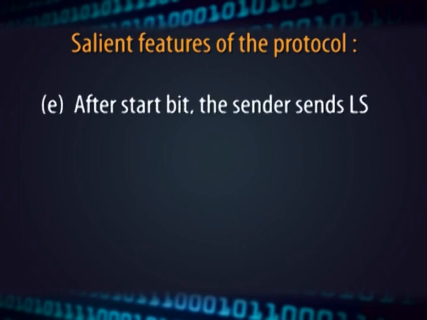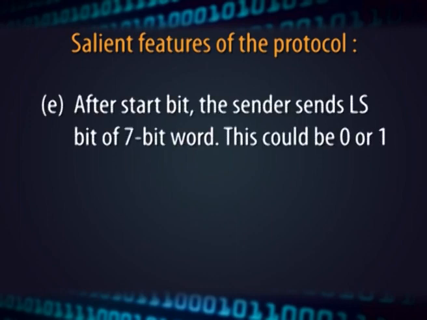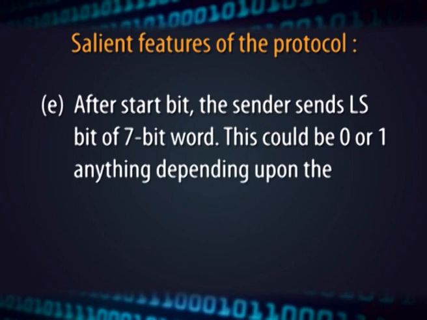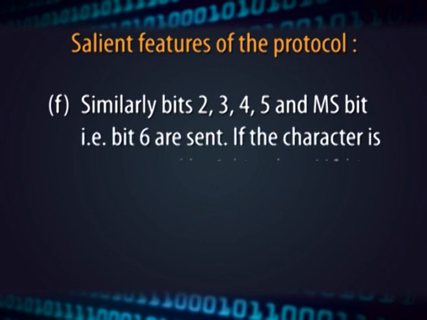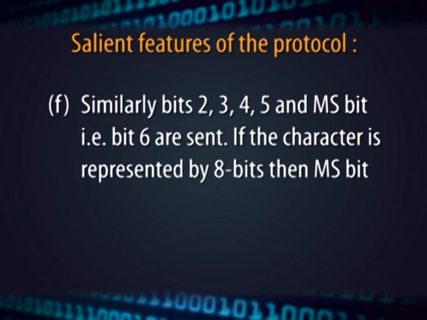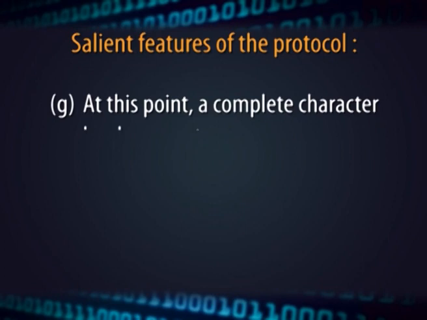E. After the start bit, the sender sends the least significant bit of the 7-bit word. This could be 0 or 1, anything depending upon the character to be sent. F. Similarly, bits 2, 3, 4, 5 and the most significant bit, that is bit 6, are sent. If the character is represented by 8 bits, then the most significant bit or bit 7 is sent. G. At this point, a complete character has been sent.